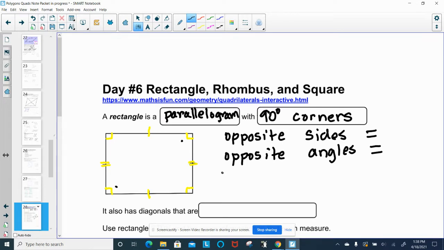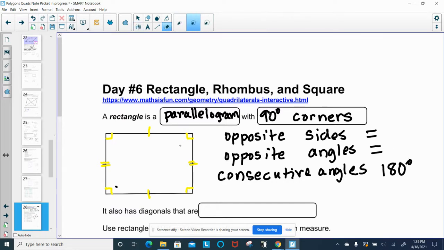What about the consecutive angles, the ones that are next to each other? Are they still adding up to 180? Let me write this down. I mean, they are, but let's see why. Let me just erase this one. And let's look at this one here and this one here. They're next to each other along the bottom. Well, they're both 90. If we add those up, those are still going to add up to 180. So in a sense, a rectangle is just a very special type of parallelogram.